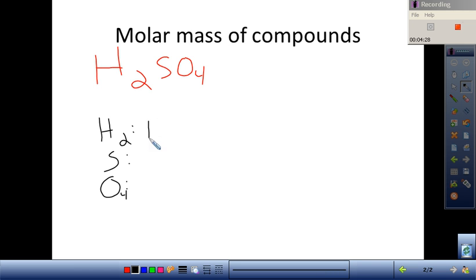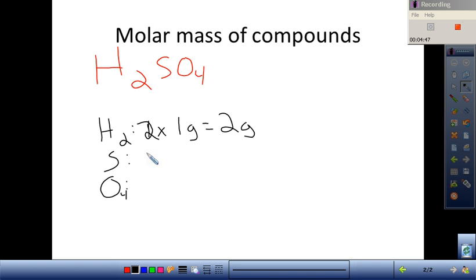Hydrogen, if I have 1 hydrogen, its molar mass, I look it up on the periodic table. Right under hydrogen, it's 1 gram. So I have 2 hydrogens. That's what my H2 is. Each one is 1 gram. So my total for hydrogen is 2 grams.